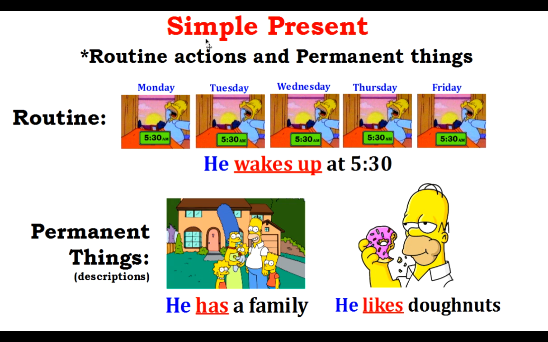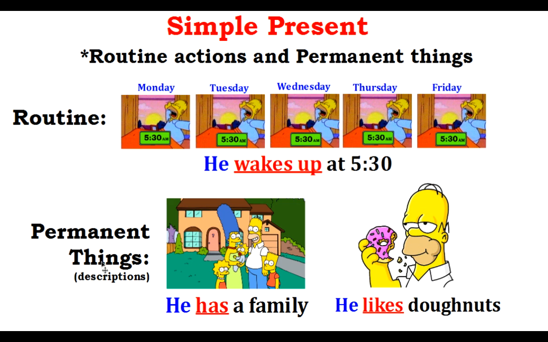Okay, so today the grammar is the simple present. The simple present is for routine actions and permanent things. For example, a routine. On Monday, on Tuesday, on Wednesday, on Thursday, and on Friday, he wakes up at 5:30. His routine, he wakes up at 5:30. The simple present.